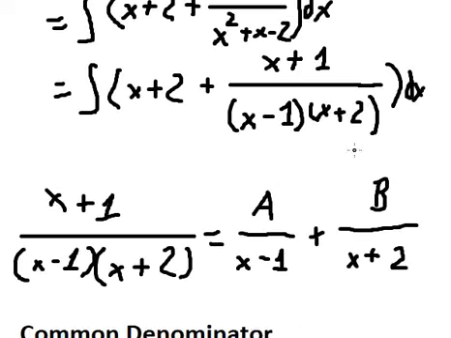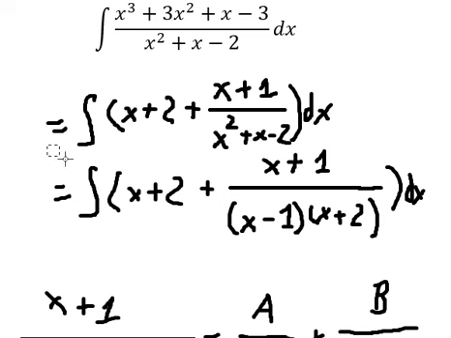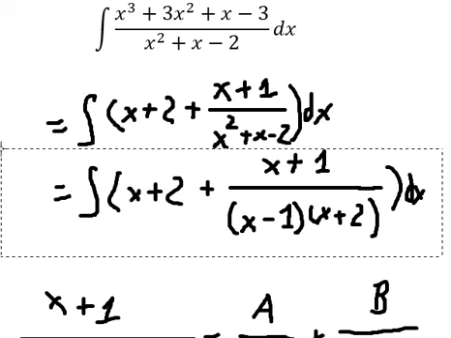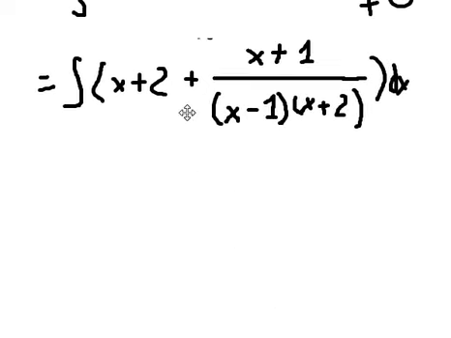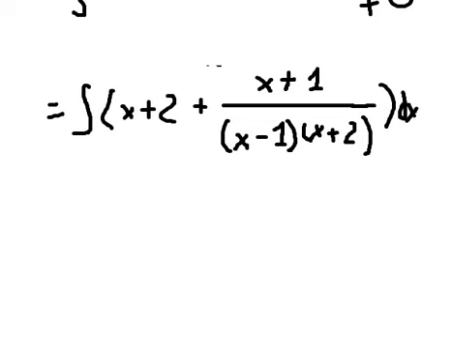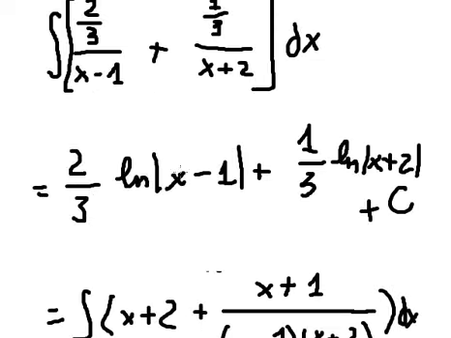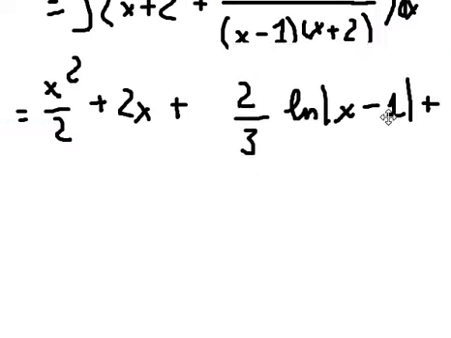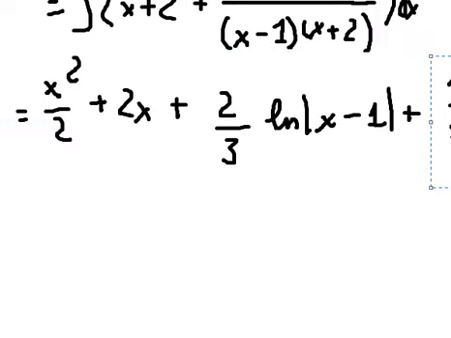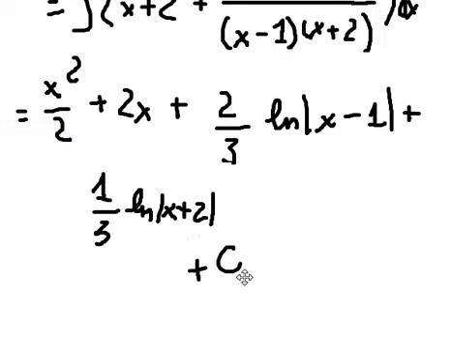Now we go back in here. So the integration of s is s squared over 2. Number 2 gives 2s. This one is this one in here. And this is the final answer.